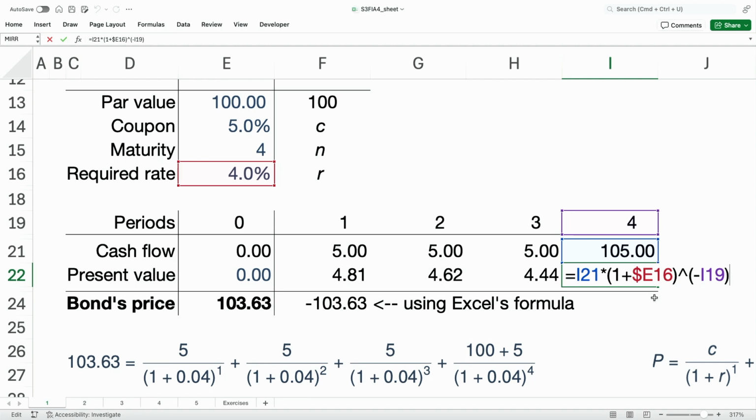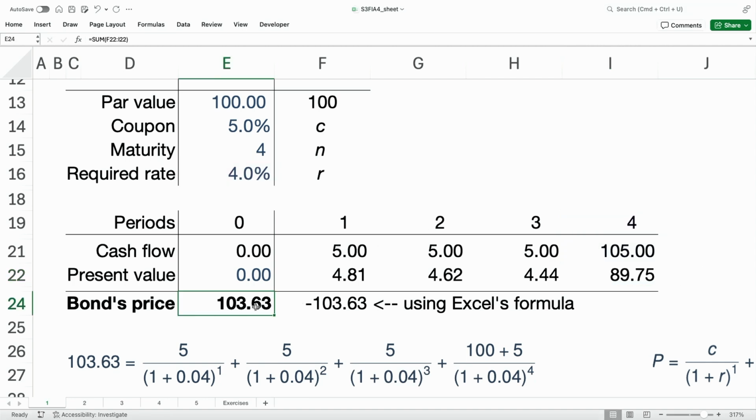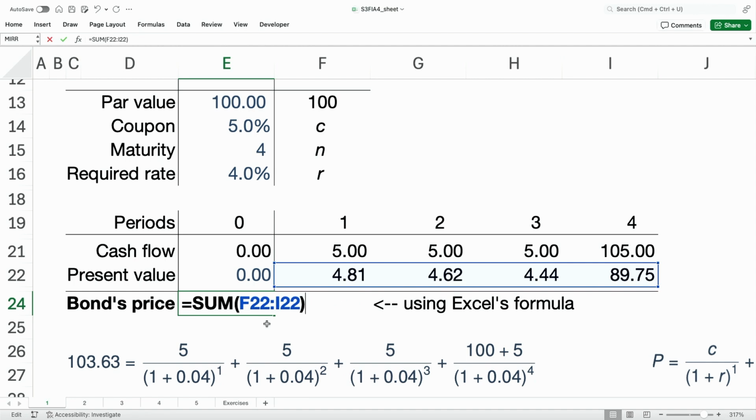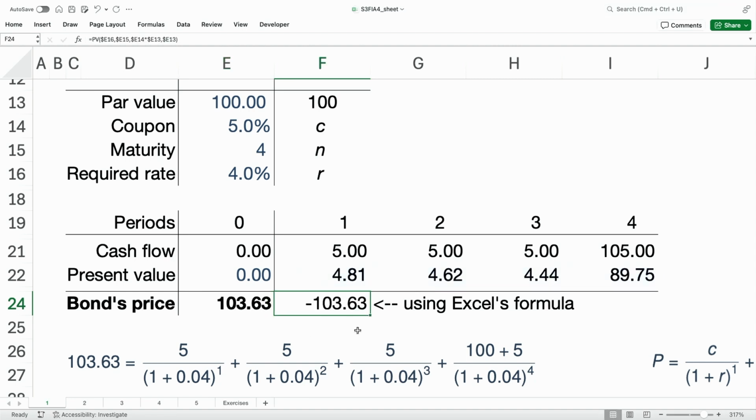It was used to copy and paste the formula using the same layout for the bond valuation below. I've used, as you can notice here, both the hand calculation in cell E24 and Excel's formula for present value, which we'll see shortly. What is 103.63? It's the bond price, or fair value, of a security with a 4-year maturity.